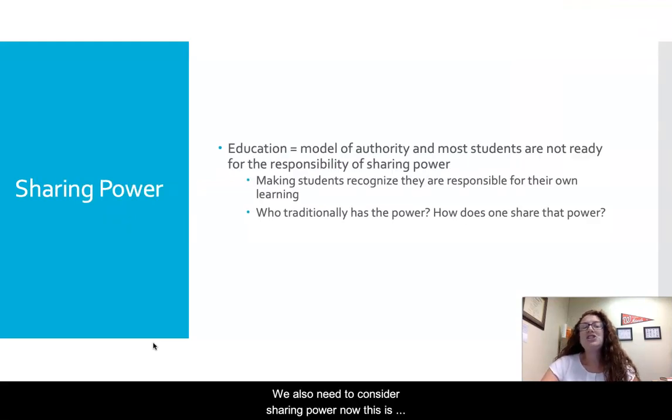We also need to consider sharing power. Now, this is terrifying, particularly for our new teachers. So this is something that we might want to ease ourselves into as we become more seasoned teachers. Education in general is a model of authority, and most students are not ready for the responsibility of sharing power, right? Like most students go in, the teacher's the boss, the principal's the boss, and they're there just to listen and absorb. So maybe that's when we can introduce things like having your students recognize that they are responsible for their own learning.